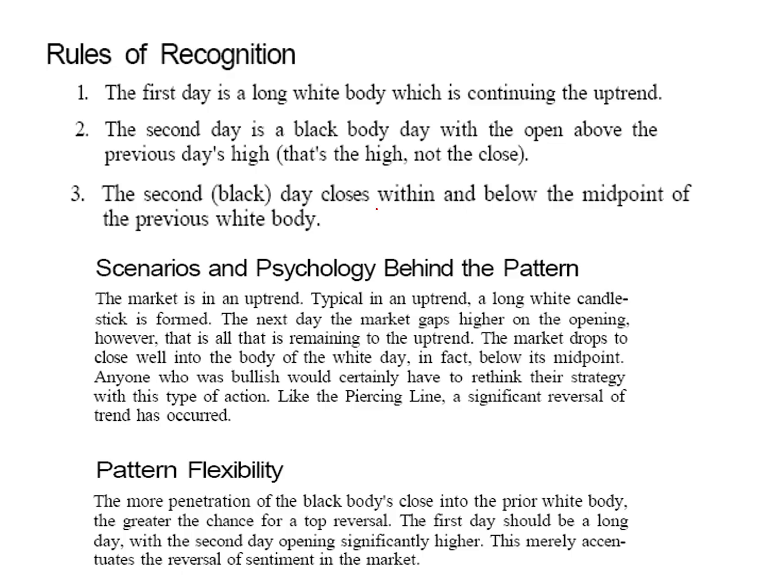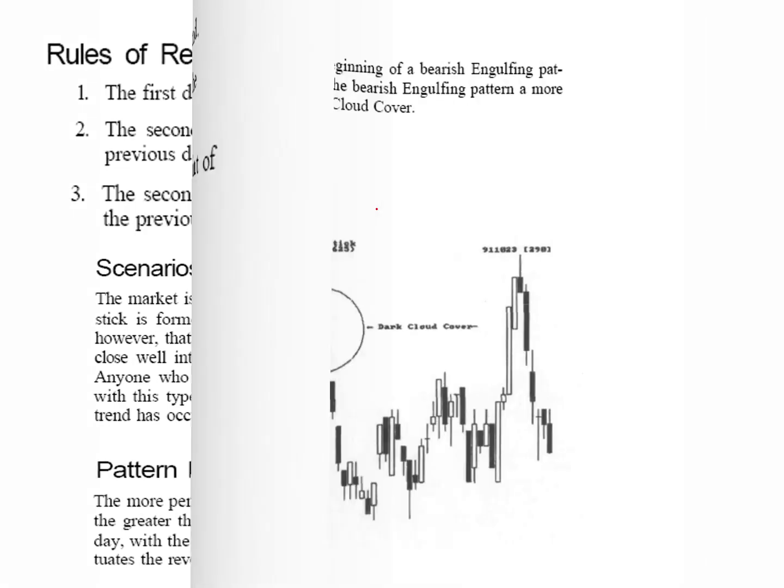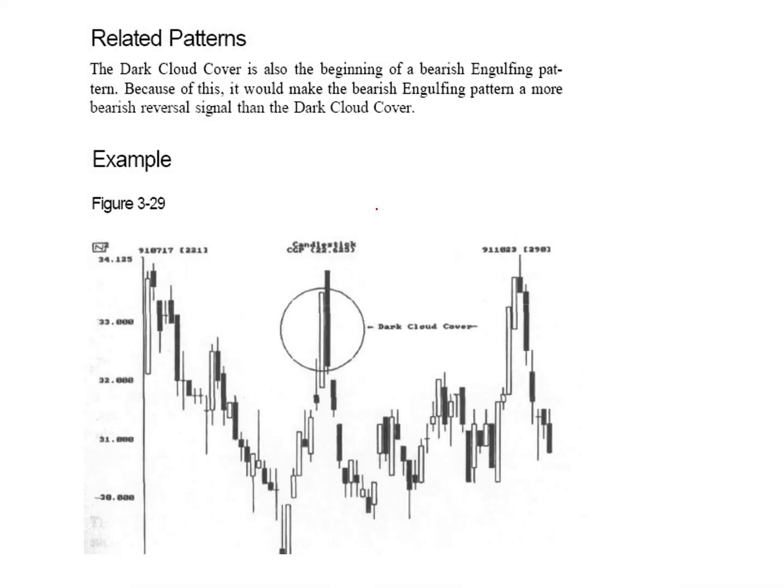Pattern flexibility. The more penetration of the black body's close into the prior white body, the greater the chances of a top reversal. The first day should be a long day with the second day opening significantly higher. This merely accentuates the reversal of sentiment in the market. These are the dark cloud cover characteristics. A dark cloud cover is also the beginning of a bearish engulfing pattern. Because of this, the bearish engulfing pattern is a more bearish reversal signal than the dark cloud cover. So the dark cloud cover and piercing line are more or less similar to the engulfing pattern.